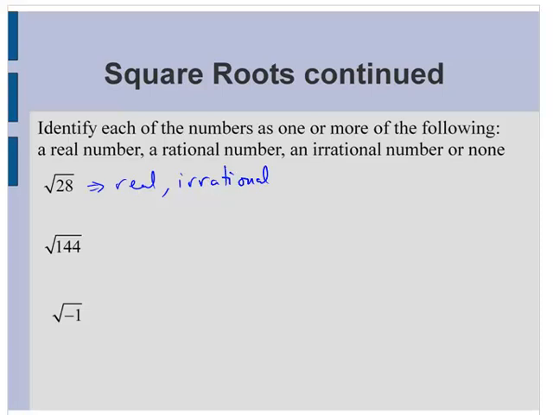144 is a perfect square. In fact, the square root of 144 is exactly 12. So therefore, the square root of 144 is real, and it is rational. 12, and then the number stops. It's an integer. All integers are rational numbers. The square root of negative 1 is not real, so it cannot be rational or irrational either. So we would answer this one none. The square root of negative 1 is not real.